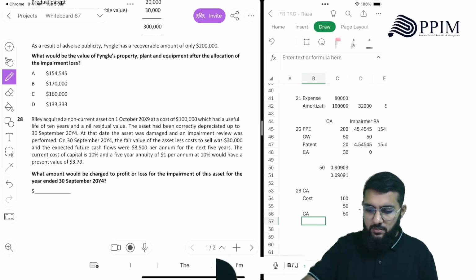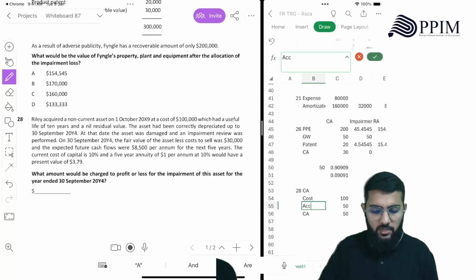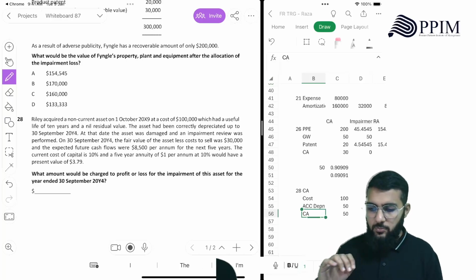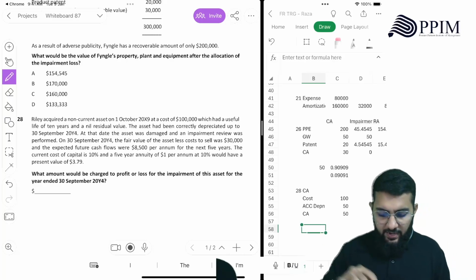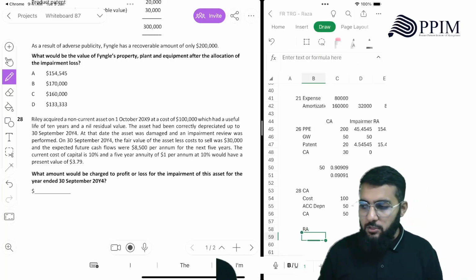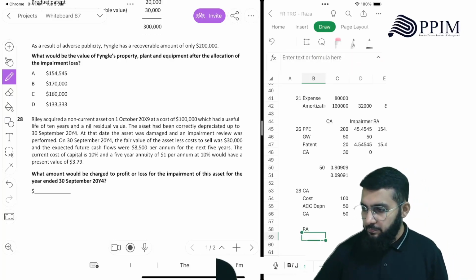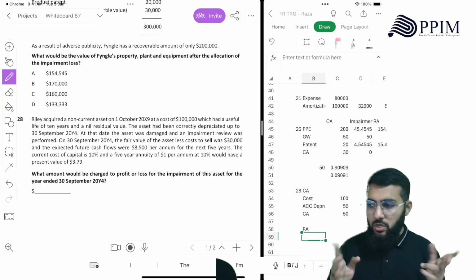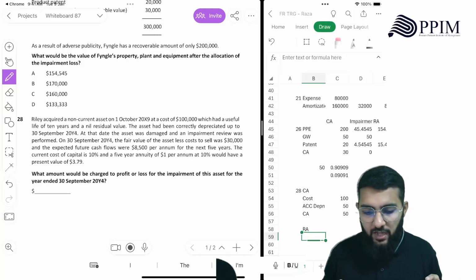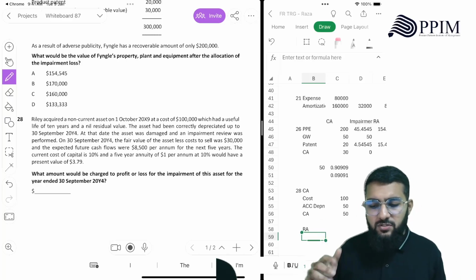This is the accumulated depreciation, right? Then comes the recoverable amount. So what are the two recoverable amounts given here? They have given two components: there is value in use and there is fair value less cost to sell. Fair value less cost to sell, they've given directly.